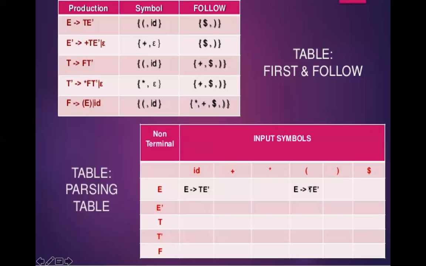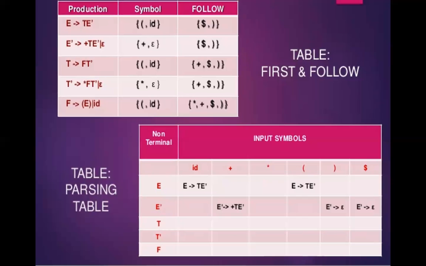That's all. So we filled the first of E already, and there is no epsilon, null operator, so we need not fill the follow. If in first you have the null operator, then we need to take care of the follow. So in E there is no epsilon, so we'll come to the next, that is E dash. So what is the first of E dash? Plus and epsilon. Under the plus we need to write E dash tends to plus TE dash.